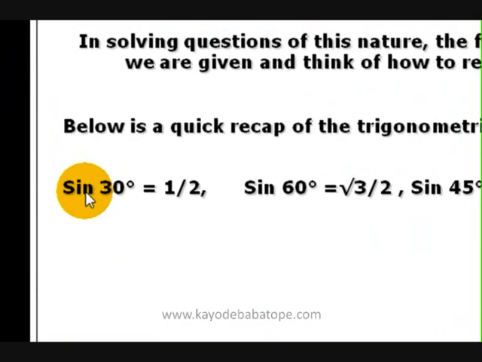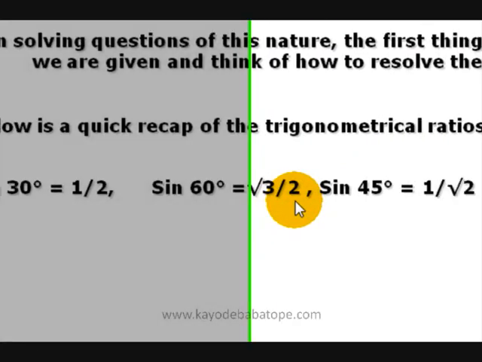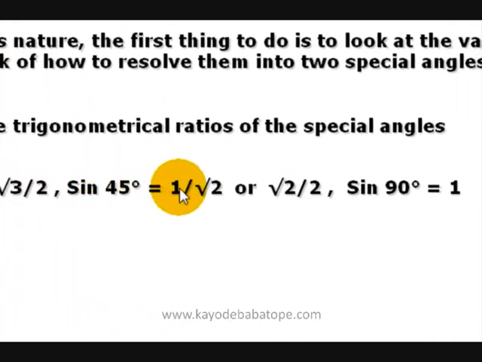30 degrees. Sine 30 is 1 over 2. Sine 60 is root 3 over 2. Sine 45 is 1 over root 2. Or you can call it root 2 over 2. In basic surds, 1 over root 2 is the same thing as root 2 over 2.